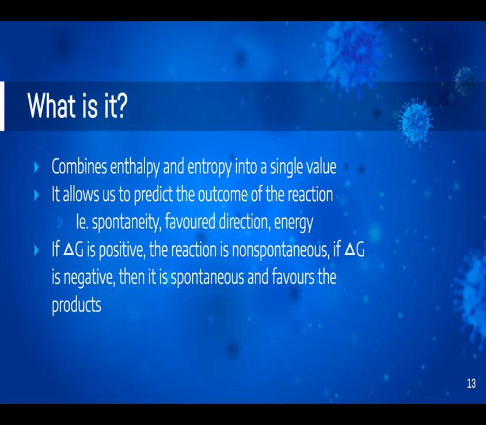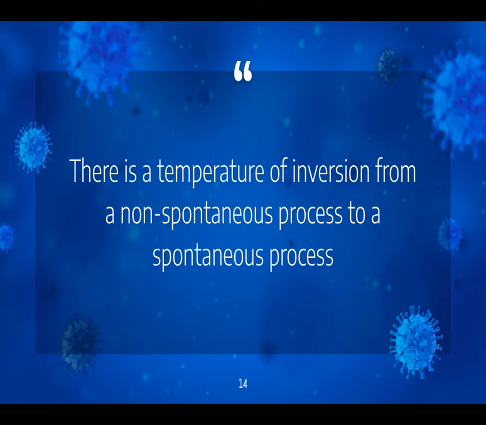So we can figure out so many things because of Gibbs free energy. We can figure out a reaction's spontaneity, its favored direction, its energy input or output. We can predict so many different things with these different values as Gibbs free energy combines both enthalpy and entropy data sets. If delta G is positive, the reaction is non-spontaneous. But if delta G is negative, then it is spontaneous and favors the products.